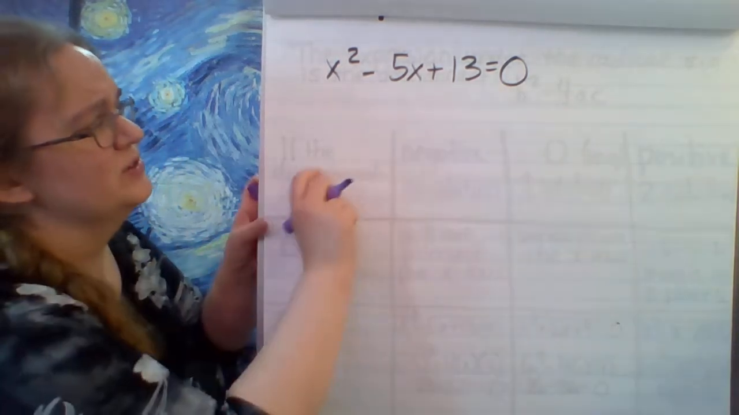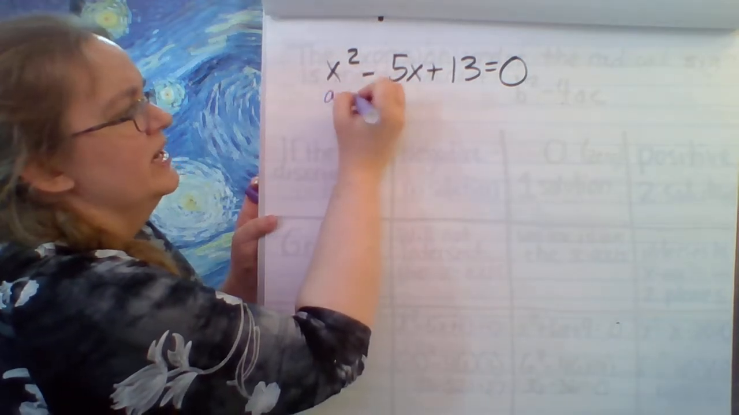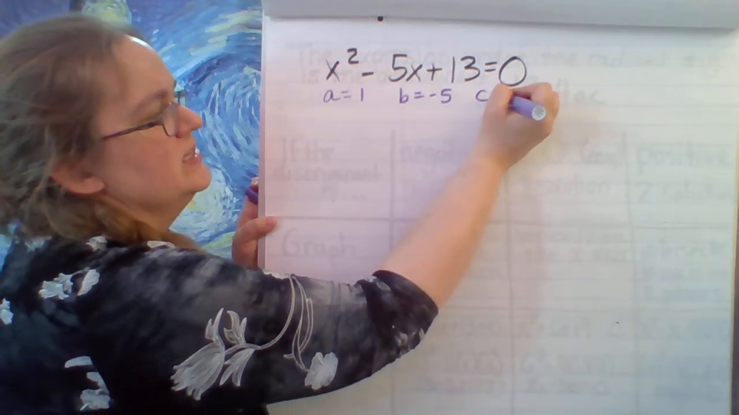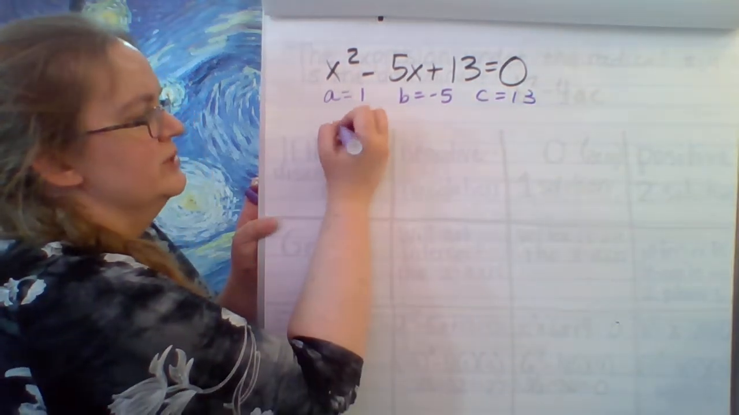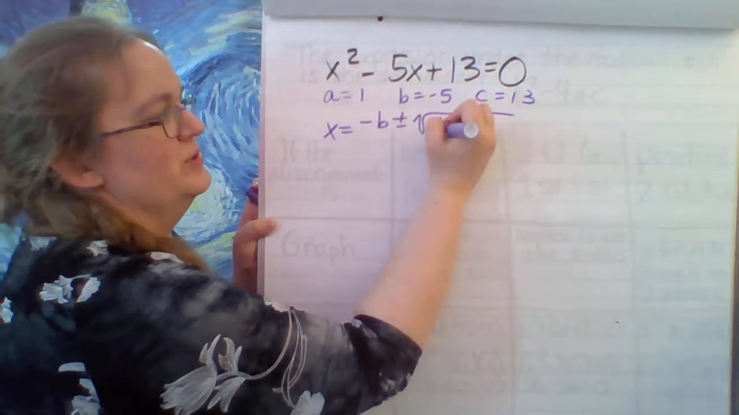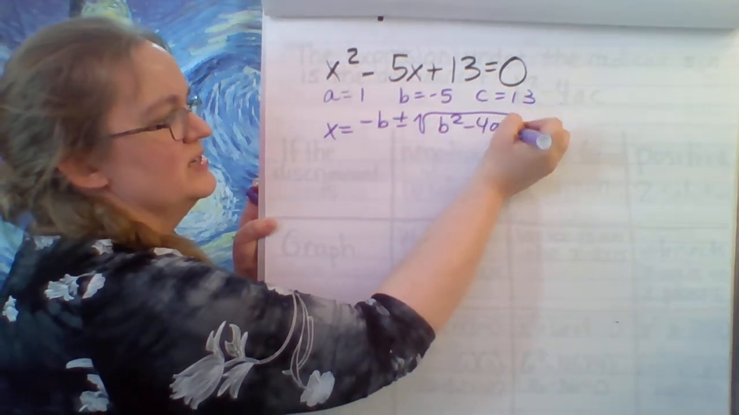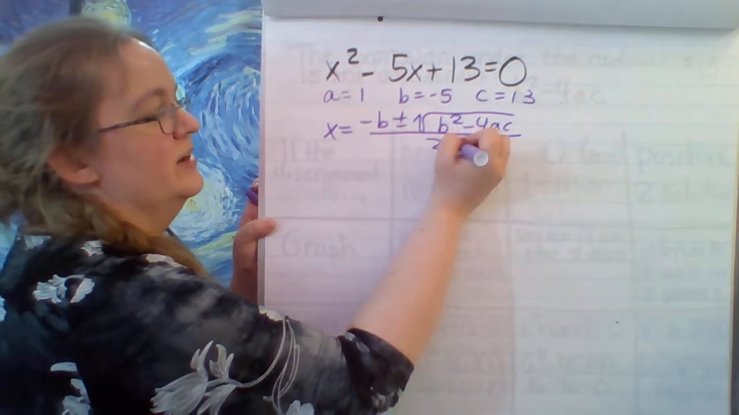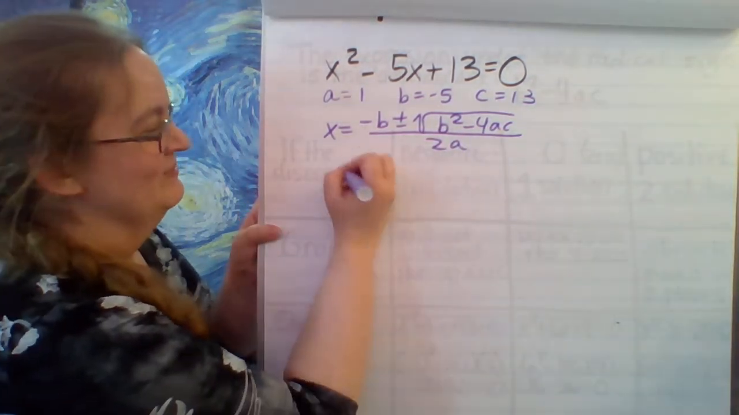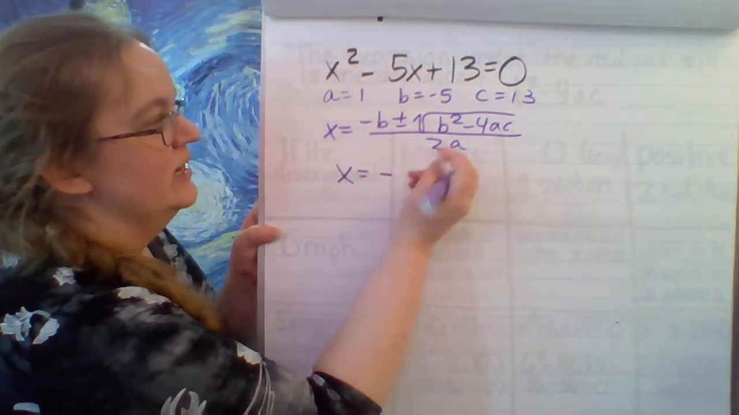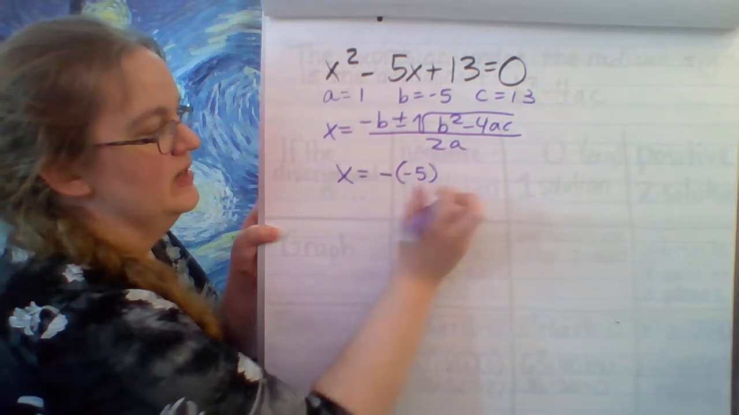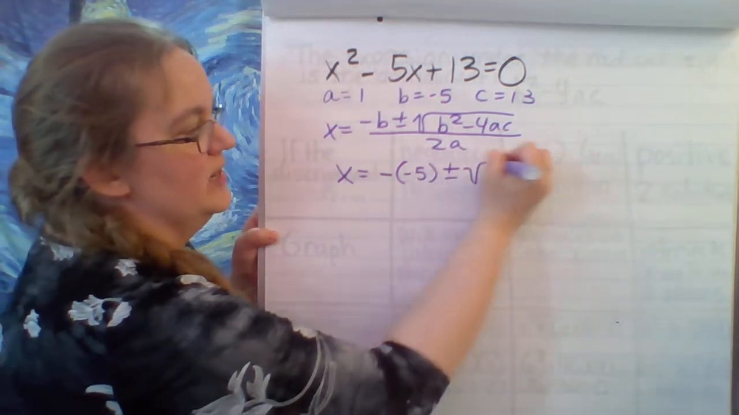This is already in standard form. So I'm identifying A is going to be 1, B is -5, and C is 13. So when I take my formula, negative b plus or minus the square root of b squared minus 4 times ac, the whole thing divided by 2a. Again, writing out my formula is helping me study. So negative, it's a negative number substituted in parentheses, the opposite of -5. So that's going to turn into a positive.